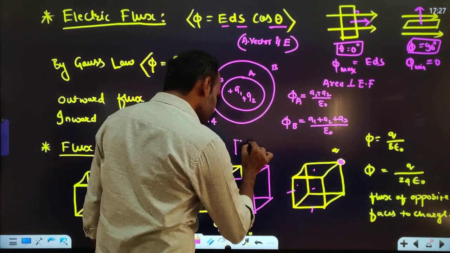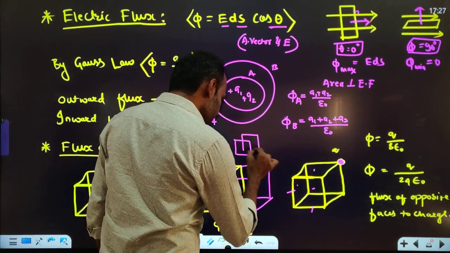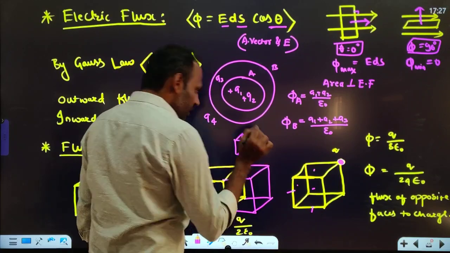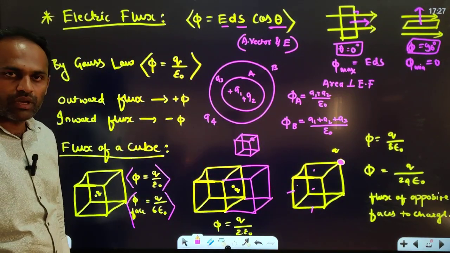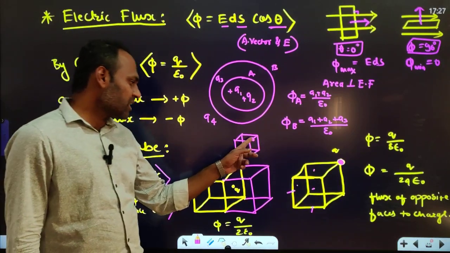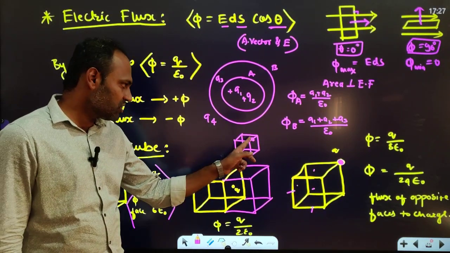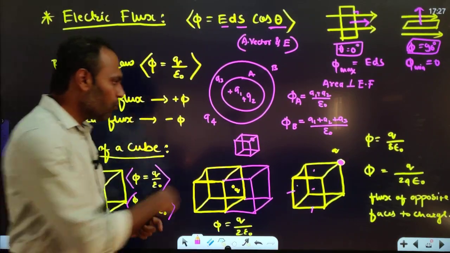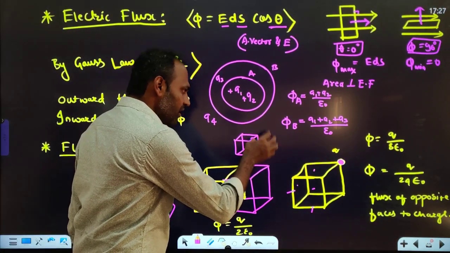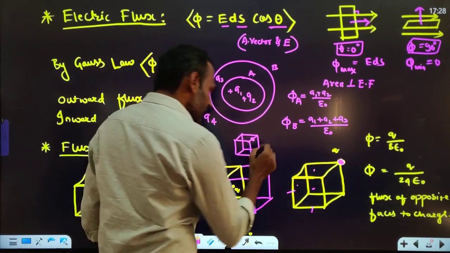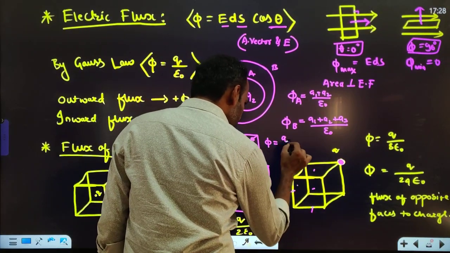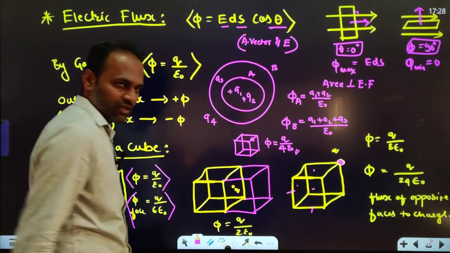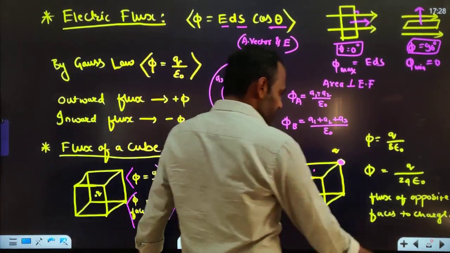Okay, what if the charge is placed here? Ignore it. If there is a cube like this, and I have placed a charge at one edge of the cube, how much will be the flux of this cube? To enclose this charge, how many cubes do we require? We require 4 cubes here, right? One beside this cube, and then 2 above. So 4. That's why the flux of one cube will be equal to Q divided by 4 epsilon naught. That is all about the flux.